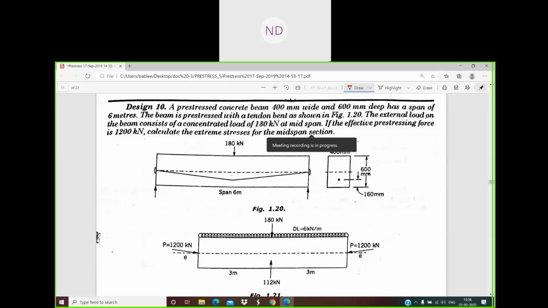Now, if we go to the problem, we were supposed to solve a problem. This problem.